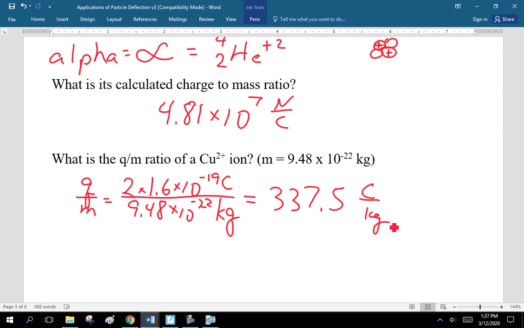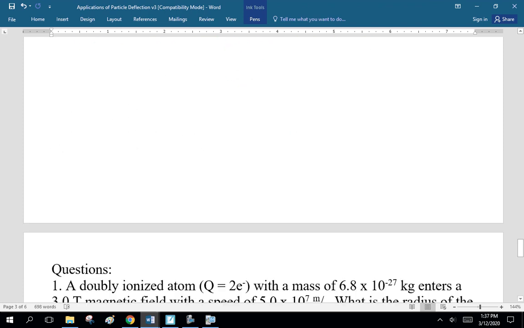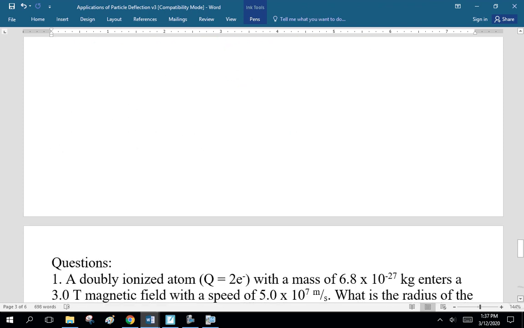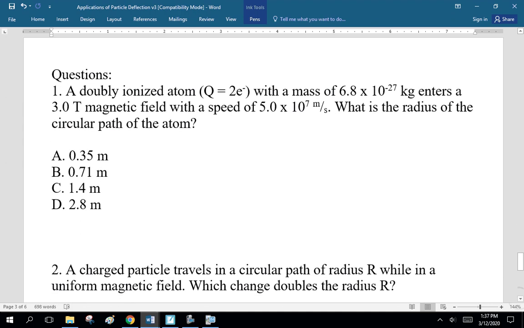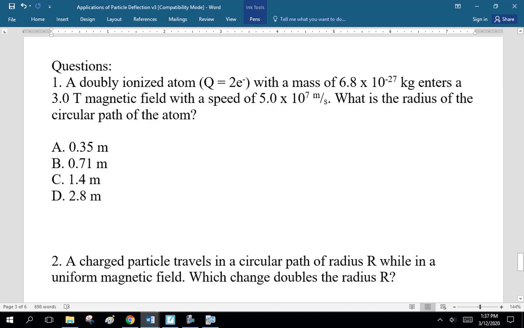I'm bringing this up because you will see the odd charge to mass question on a diploma. Hint, hint. Any questions so far? Okay, well, you can always ask. So, three quick questions before I give you your homework. This is practice. Make certain you guys understand it.